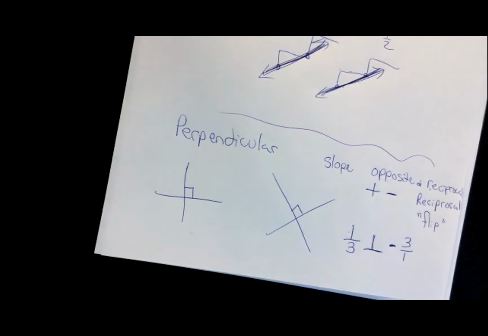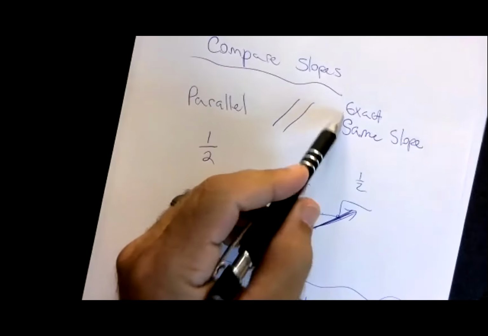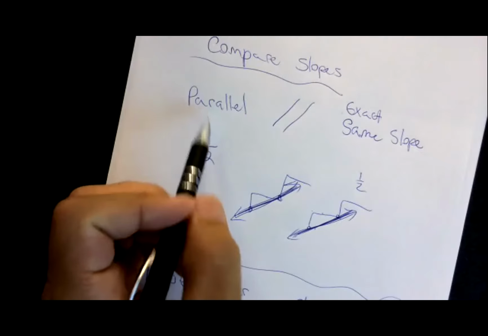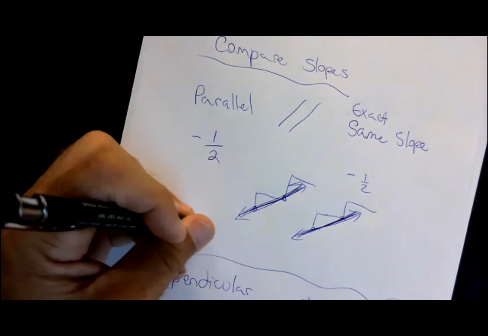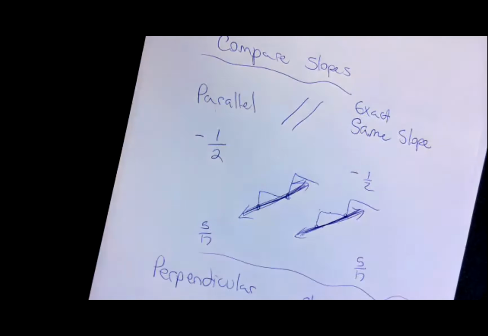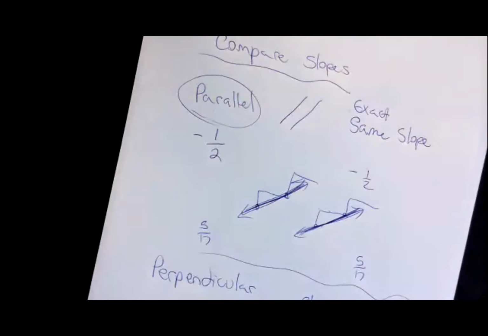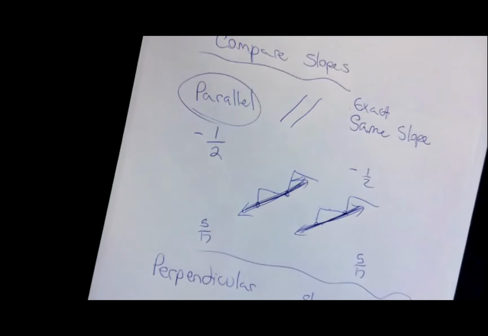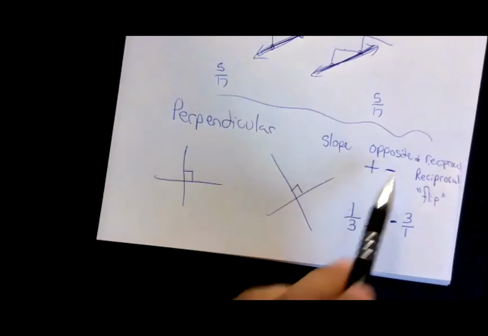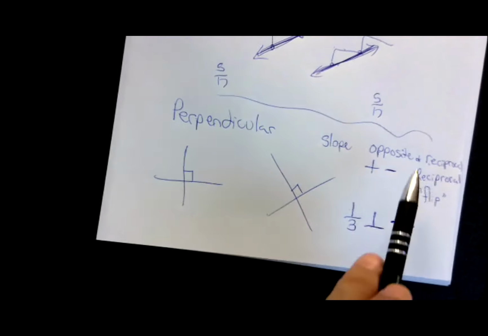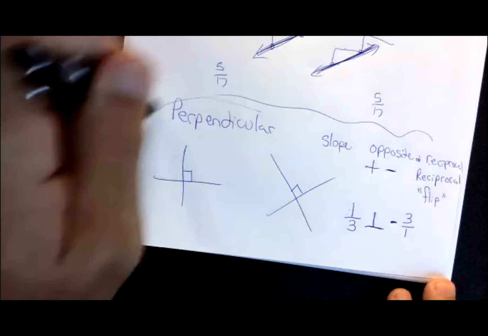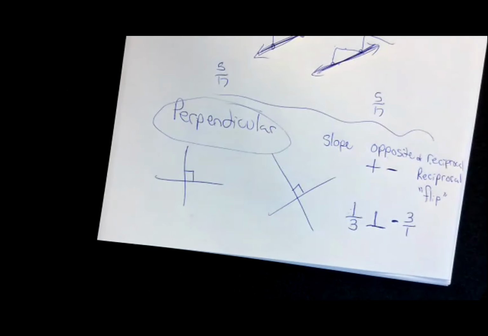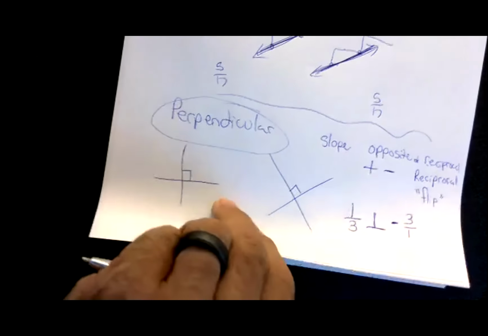So if they ask you to compare, if they have the exact same slope, then the lines are parallel. So 1/2 and 1/2, or -1/2 and -1/2, or 5/17 and 5/17. The exact same slope means those lines are parallel. If they are opposites, meaning one positive and one negative, and they are reciprocal, in other words, they are flipped, then these are specifically perpendicular lines. Anything else is a neither situation, where it's neither parallel nor perpendicular.